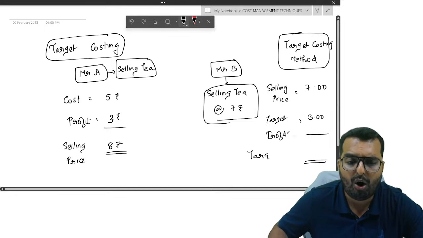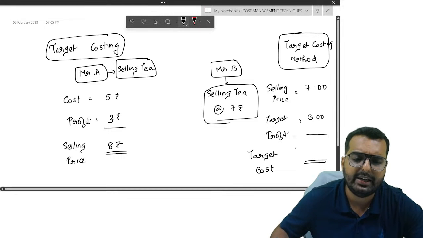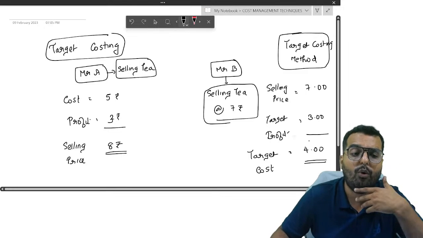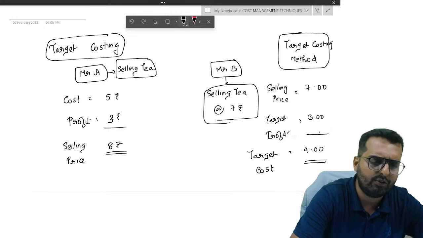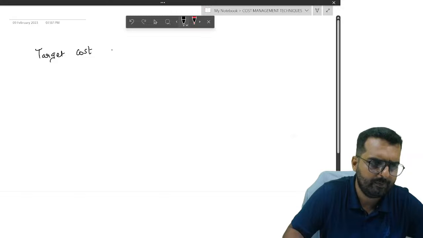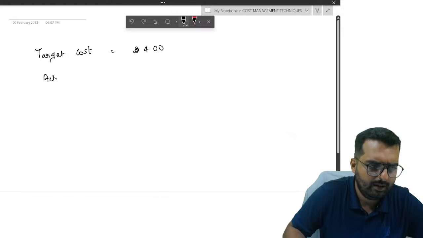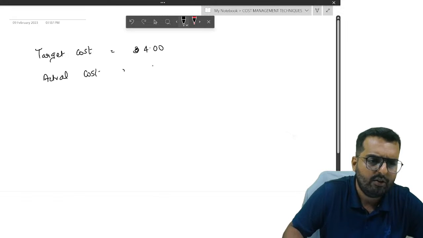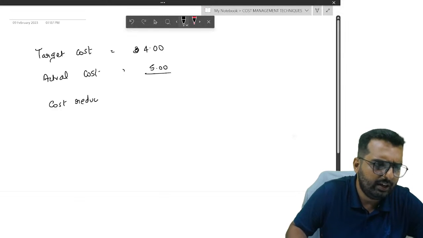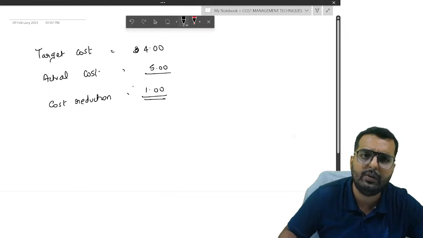Therefore, what should be my target cost? 7 is the selling price, 3 is the profit. So my target cost will turn out to be how much now? 4. But what is my actual cost? I'll take a fresh page. Target cost is 4. What is the actual cost? 5. So how much is the cost reduction that is required over here? Do you get a cost reduction of 1 rupee over here, friends?